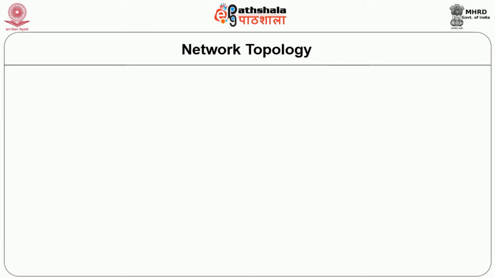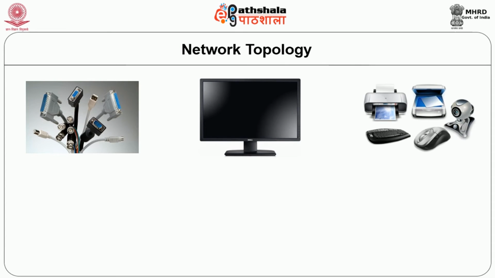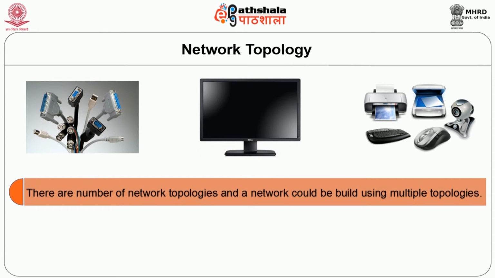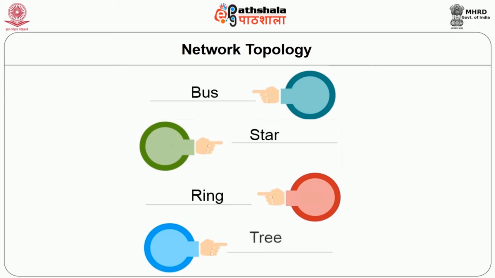Now let us look into the network topology. The network topology defines the relative configuration of different pieces of network equipment like cables, computers, and other peripherals. There are a number of network topologies, and a network could be built using multiple topologies. A distinction is to be made between physical topology, with respect to the layout of the network, and logical topology, which defines information circulation at the lowest level, as it is very important to distinguish clearly between these two aspects. There are four main types of topology, that is bus, star, ring, and tree.